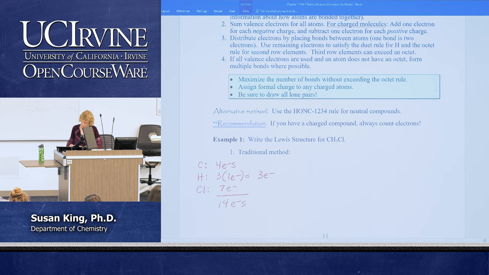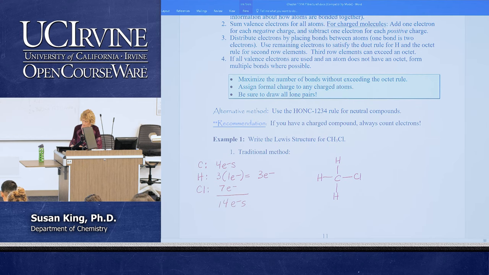Now, HONC 1-2-3-4 rule, carbon needs 4 bonds. So let's draw carbon with 4 bonds. Hydrogen has 1 bond, so we can put a hydrogen, and it doesn't matter where on this carbon you put the hydrogen. You can go here, you can go here, and then we have a chlorine left over.